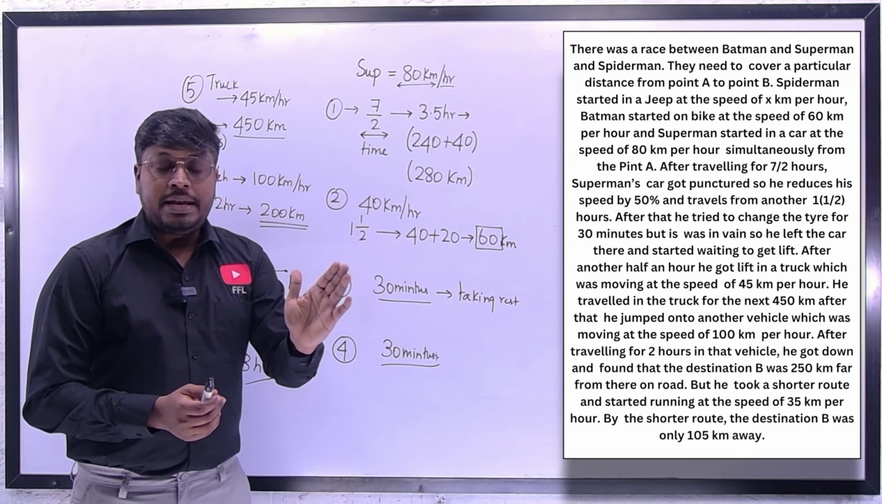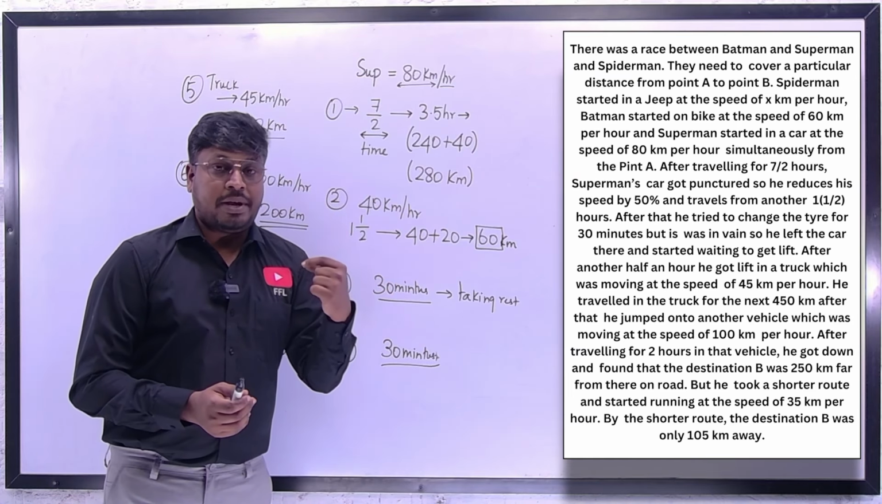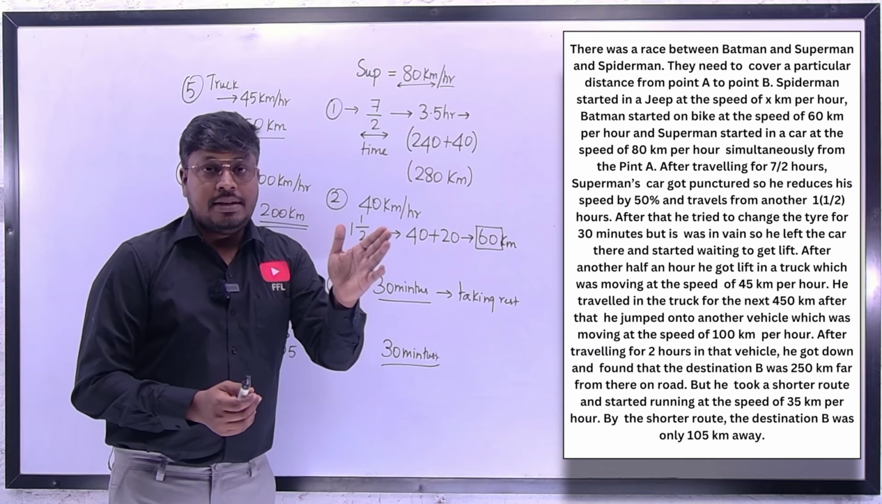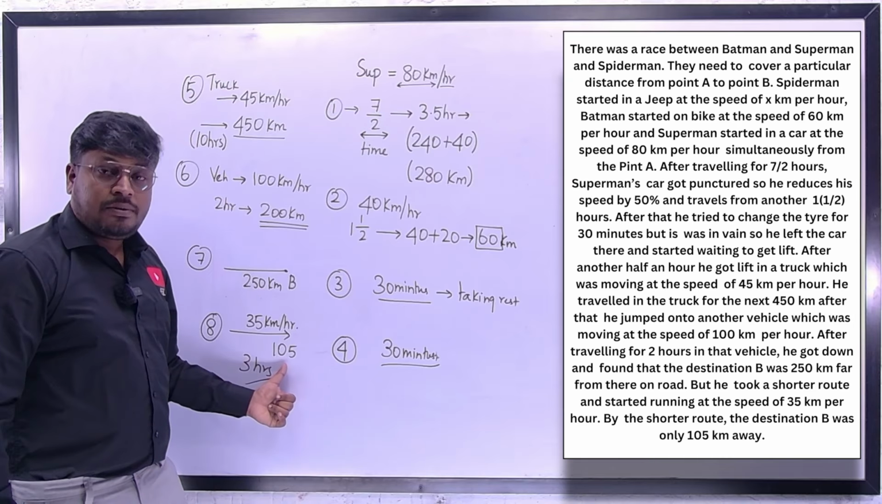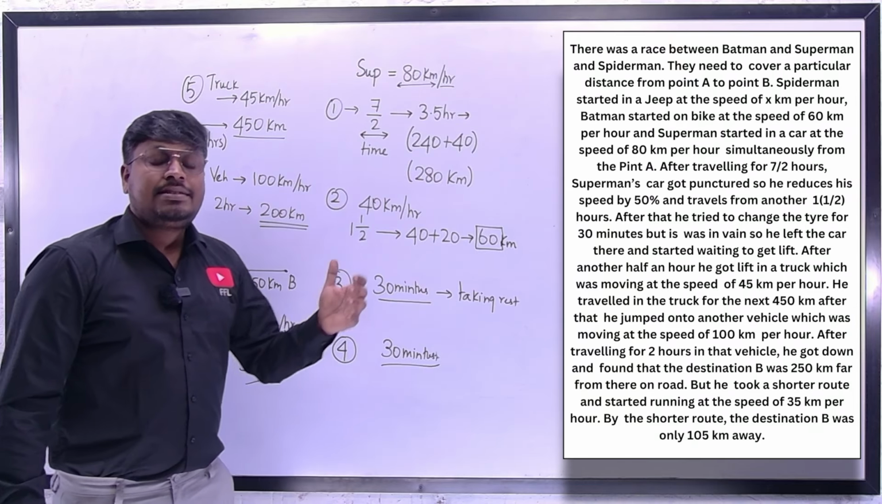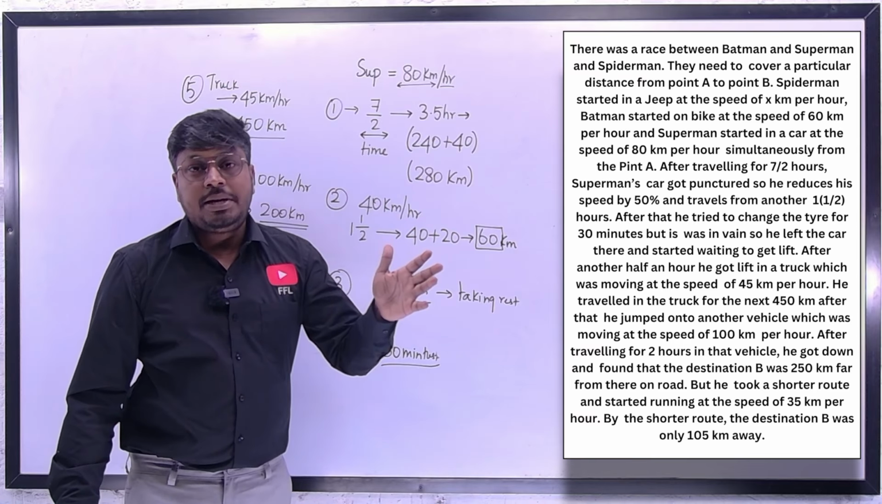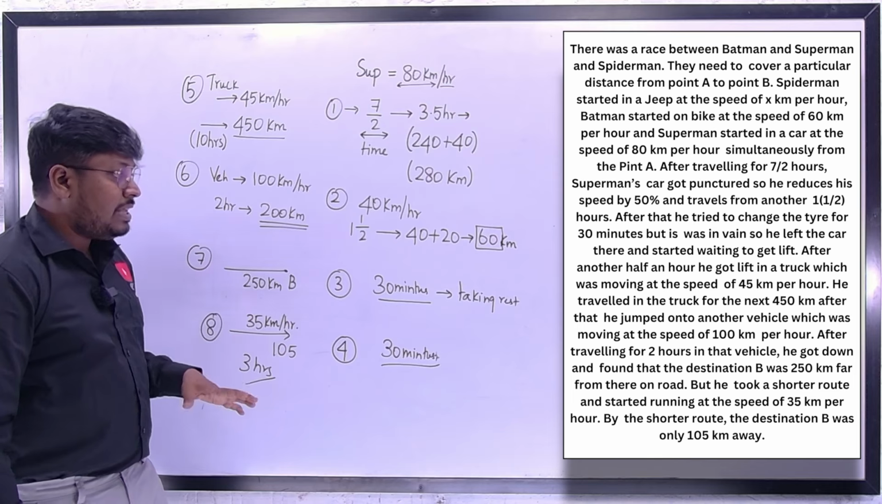After reaching the point, he sees the destination place which was 250 kilometers from that point. And he is going in a shortest path, where he could have reached the distance in just 105 kilometers, and he is travelling at a speed of 35 kilometers per hour. That means this 105 kilometers he could have travelled in 3 hours.